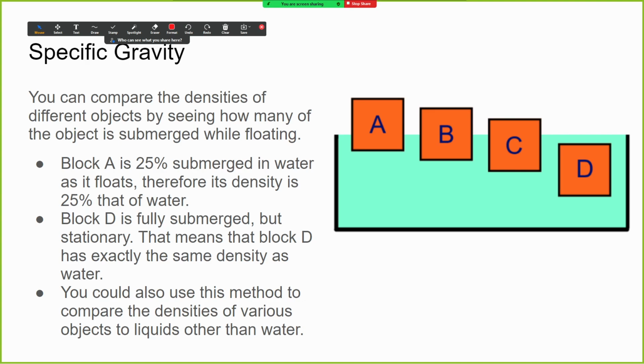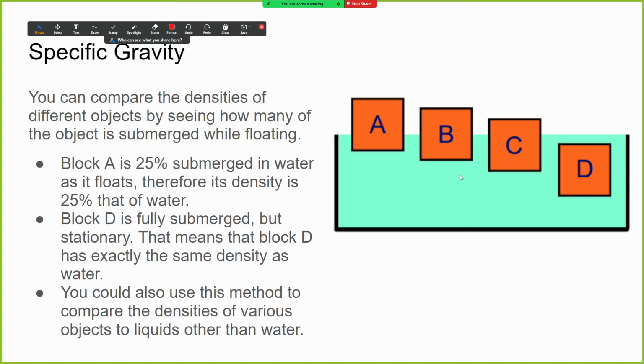You could use that method to compare the densities of various objects to liquids that aren't just water. It can really be any object or any fluid that has a density. It's just that 99 times out of 100, the problem they give you is going to pertain to water. Again, specific gravity is not asked about that much, but it's a really nice tool to have. You could say, okay, A is 25% submerged, which means its density is 25% that of water.